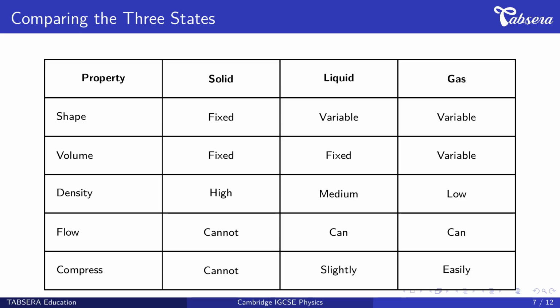Compressibility increases. Solids cannot compress. Liquids compress slightly. Gases compress easily. The key insight is that properties change systematically from solid to gas, showing increasing particle freedom and decreasing particle attraction.